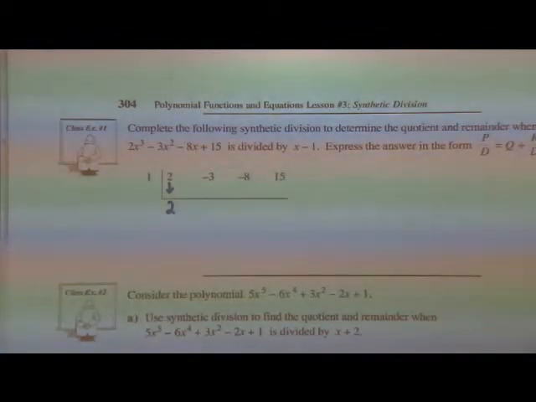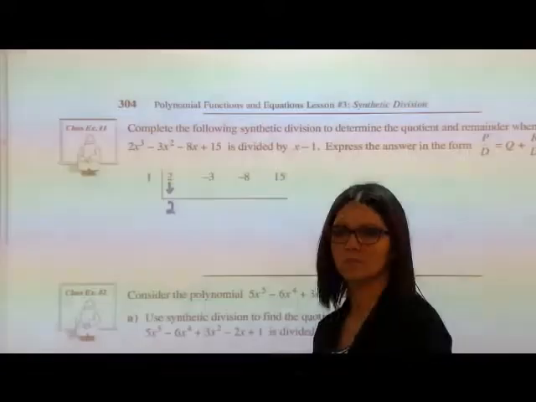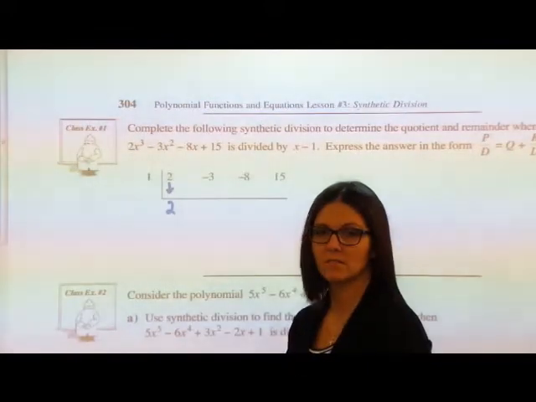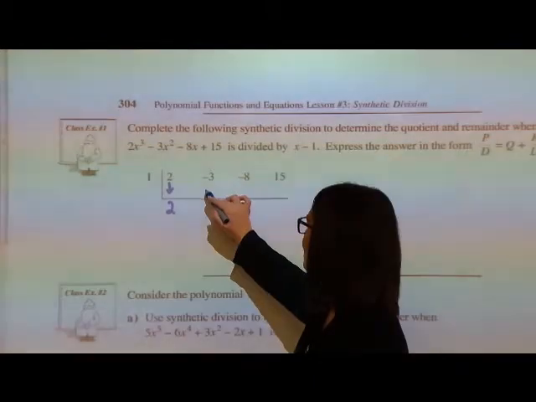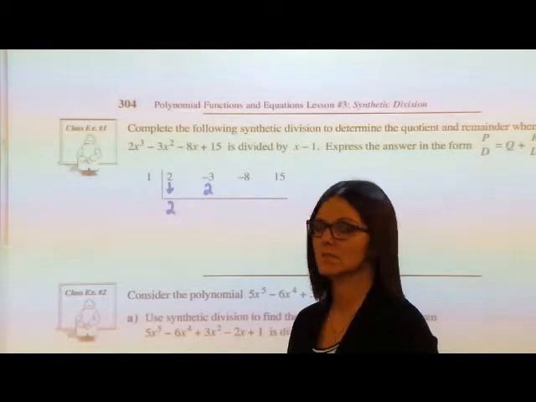And then it's the same process. What do I do with the 1 and the 2? And where do I put that? Under the negative 3. Okay, and then what do I do with the negative 3 and 2? Add them.